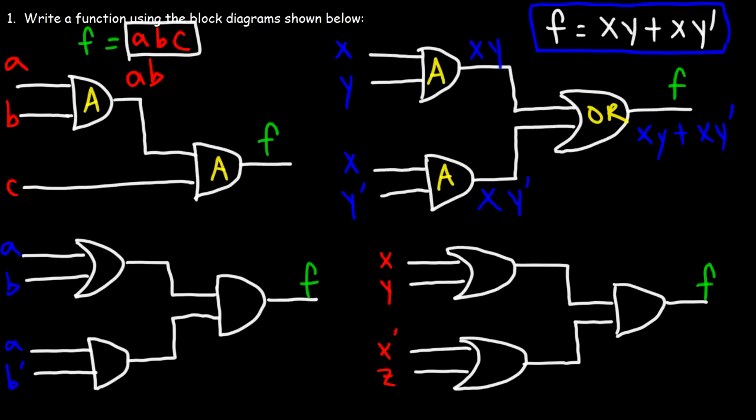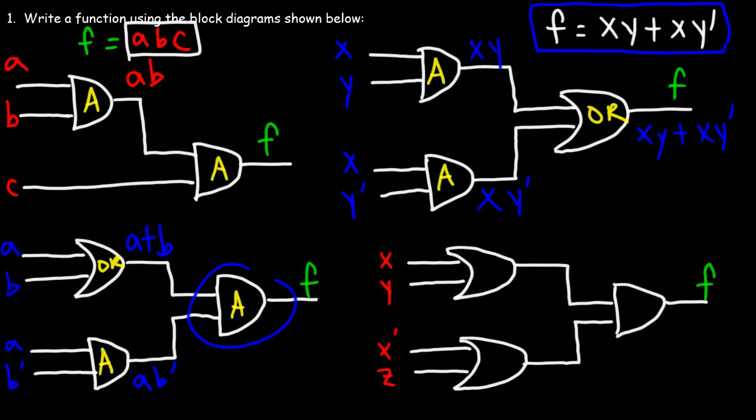Now let's consider the third one on the bottom left. So this is an AND gate, and so is this one, and here we have an OR gate. When dealing with an OR gate, we're going to take the two inputs and add them together. So this is going to be A plus B. And for the AND gate, we're going to take the two inputs and multiply them together. So this is A times B prime.